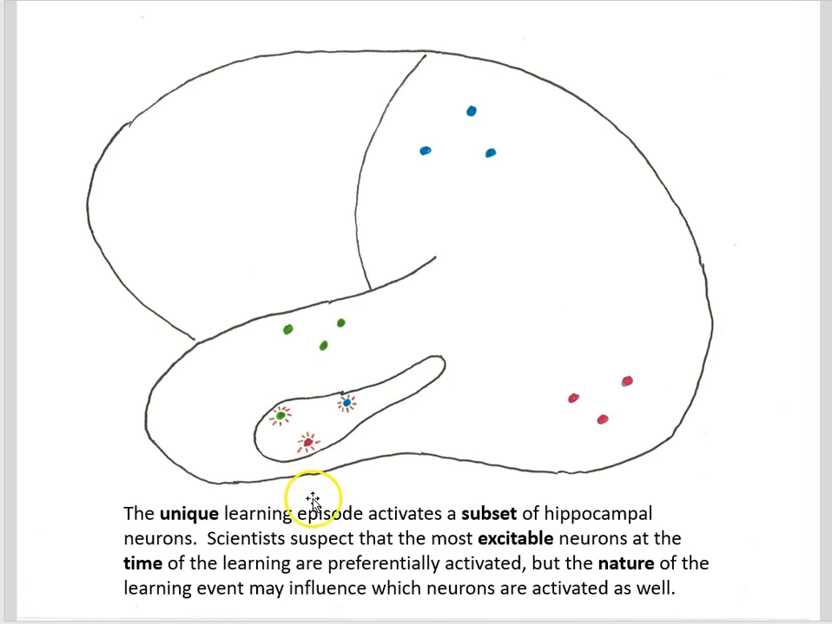The unique learning episode activates a subset of hippocampal neurons. That's an allocation process. And scientists suspect that the most excitable neurons at the time of the learning are preferentially activated. But the nature of the learning event may influence which neurons are activated as well. So for this given learning event, where microscopes are being used and amoeba and paramecia are being witnessed and we're hearing things about amoeba, this particular set of hippocampal neurons becomes activated.